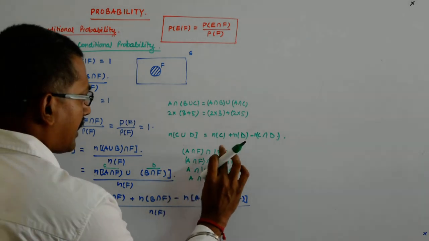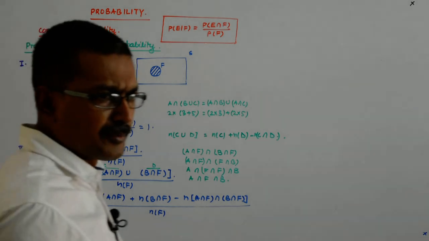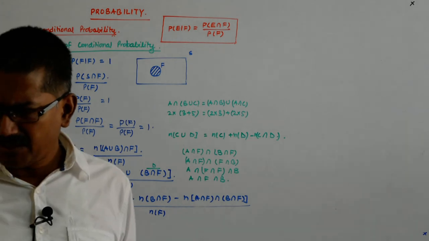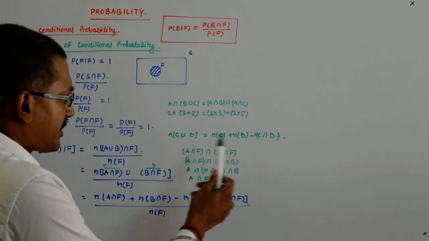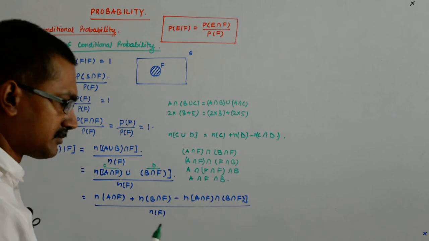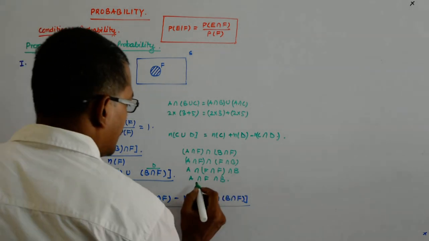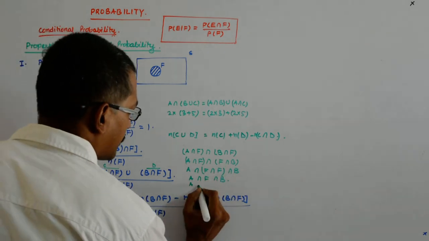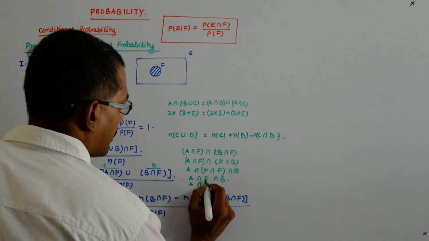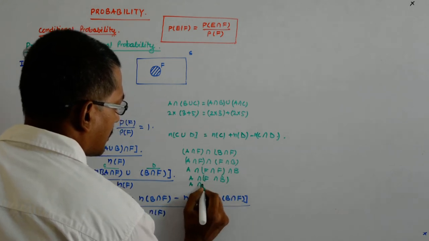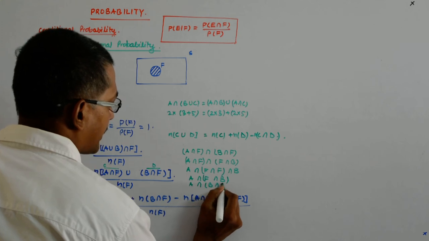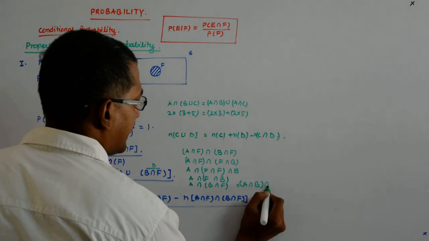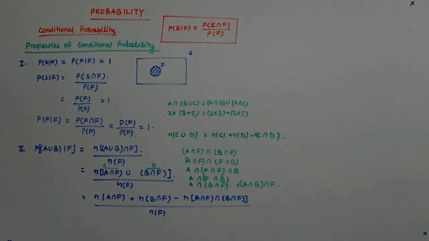I flipped it, applying commutativity of intersection. A intersection B is the same as B intersection A, so B intersection F is the same as F intersection B. And then I flipped this again, so A intersection B intersection F.